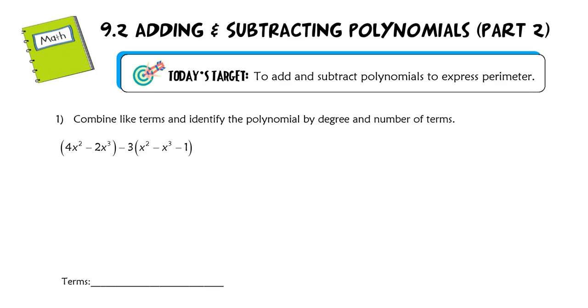This lesson is part 2 of section 9.2 on adding and subtracting polynomials. Today our target's a little different. We're going to add and subtract polynomials so that we can express perimeter. But first we're just going to start off with a review problem.